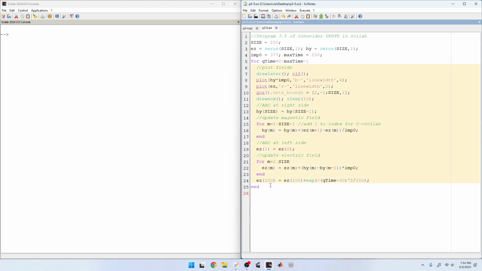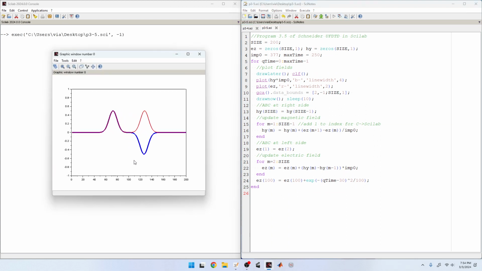Okay, here's the code where we left off, where we had added in the absorbing boundary conditions at the left and right side. So let's just run that. Here we have a source here in the center, and it propagates off both directions.